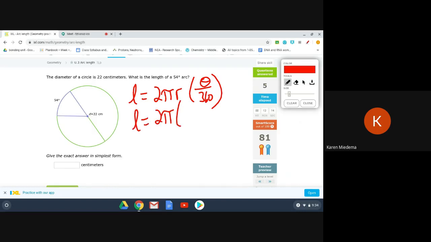Okay, make sure that you don't use 22. Make sure that you use 11, because the diameter was 22, so the radius is 11. Your angle there again was 54. Enter in everything except the pi. 54 over 360 times 11 times 2. You get 3.3. And again, pi goes down because they want the exact answer.